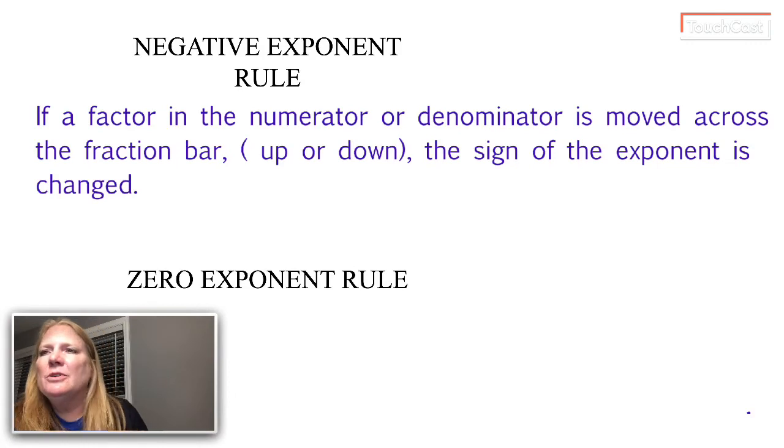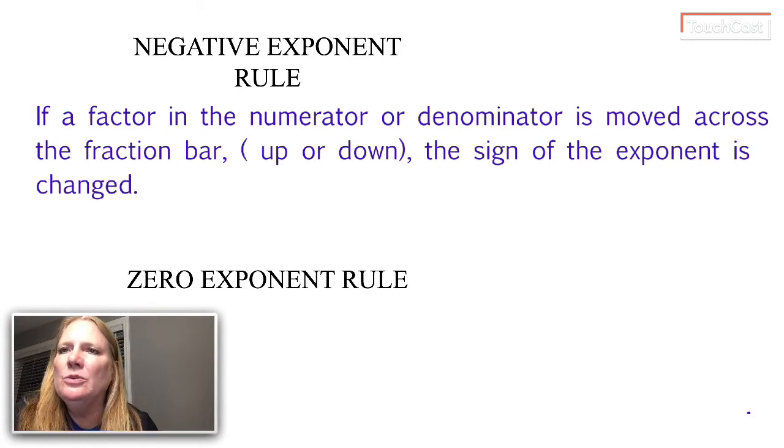Okay, the negative exponent rule. If a factor in the numerator or denominator is moved across the fraction bar, in other words, if it goes up to the numerator or down to the denominator, the sign of the exponent is changed. So there are some simple examples.